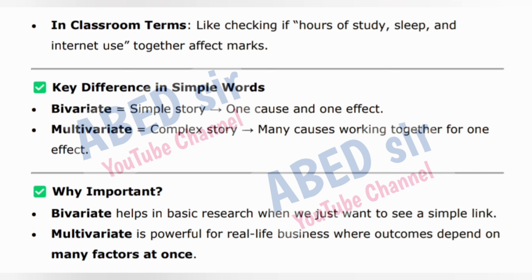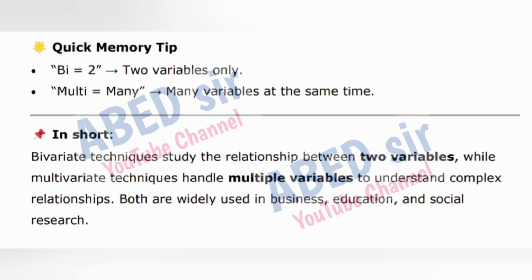Why important? Bivariate helps in basic research when we just want to see a simple link. Multivariate is powerful for real-life business where outcomes depend on many factors at once. Quick memory tip.